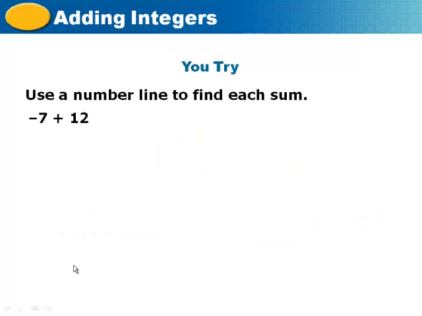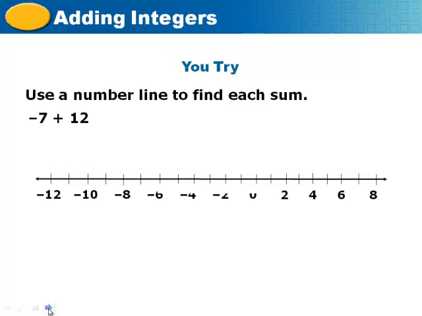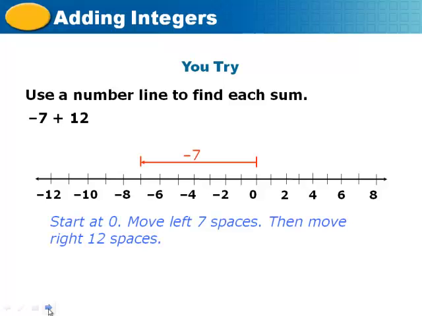Okay, I want you guys to try this one. -7 plus +12. Okay, we're going to start at our starting position, which is -7. From -7, we're going to move to the right 12 spaces. Our ending position is at +5. So -7 plus +12 is equal to +5.